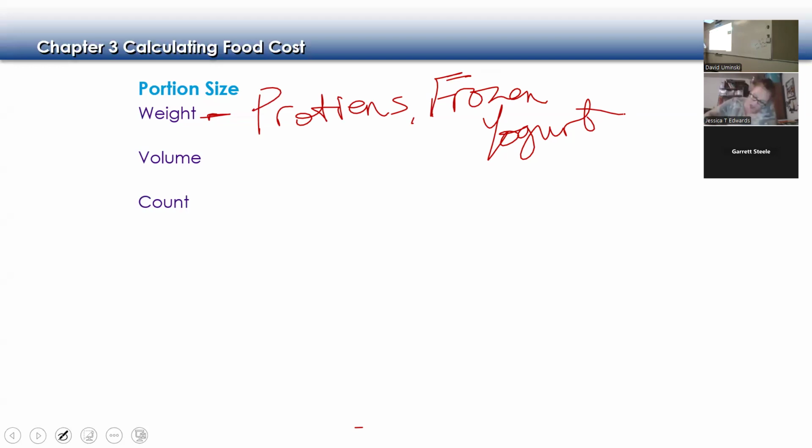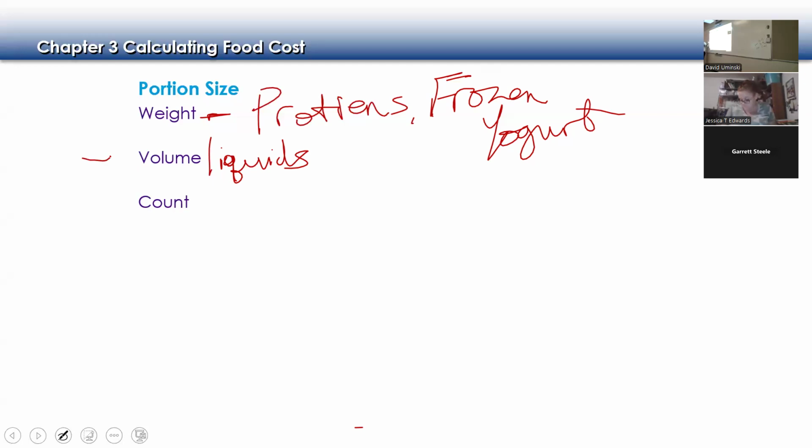Now, what about volume? Volume is typically what? Liquids. Okay. Our volume is typically liquid, soups, beverages. You know, you have a cup of soup versus a bowl of soup. You have an 8-ounce cup of milk or juice as your small. Maybe you have a 12-ounce as a large. Okay, so that is all done by volume.